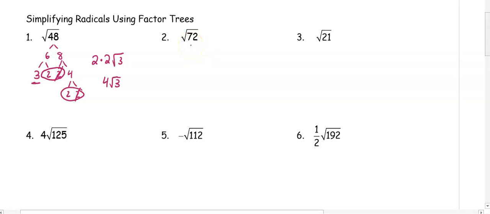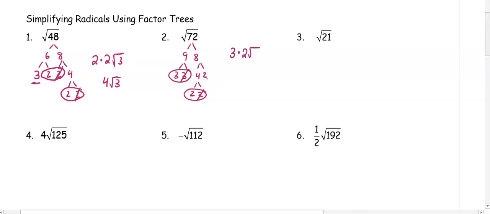What's the square root of 72? So two numbers that multiply to 72 are 9 and 8. 9 breaks down to 3 and 3. 8 breaks down to 4 and 2. 4 breaks down to 2 and 2. So when I look at these, I'm at my prime numbers. I have a pair of 3s, so I'm going to cross one out, bring the other one out front. Same thing with the pair of 2s. Cross one out, bring one out front.